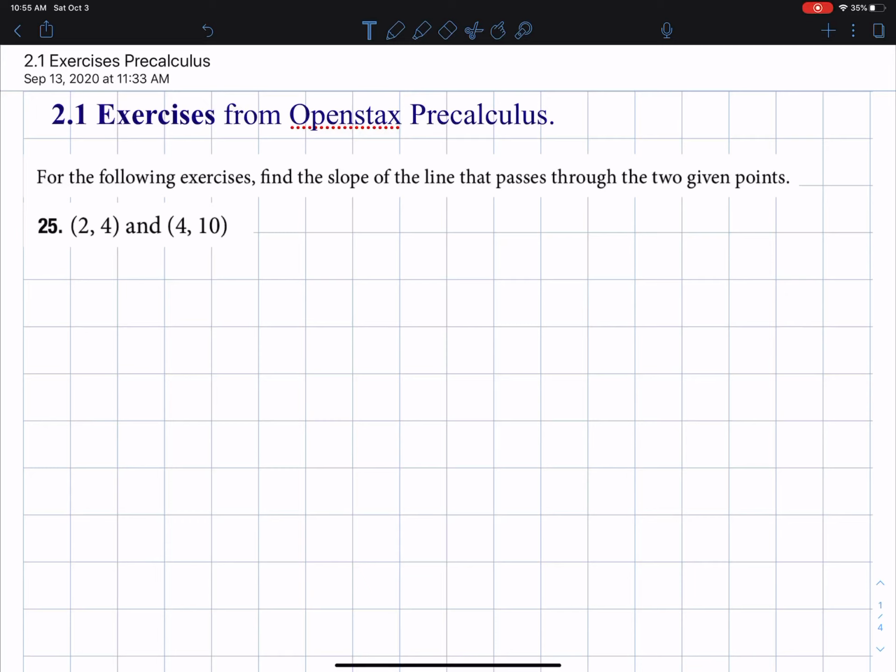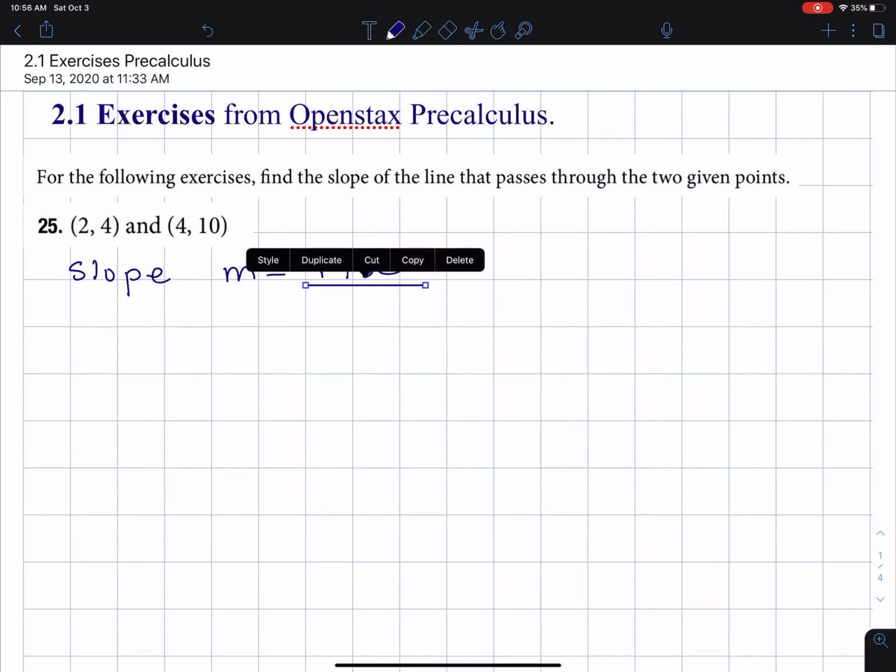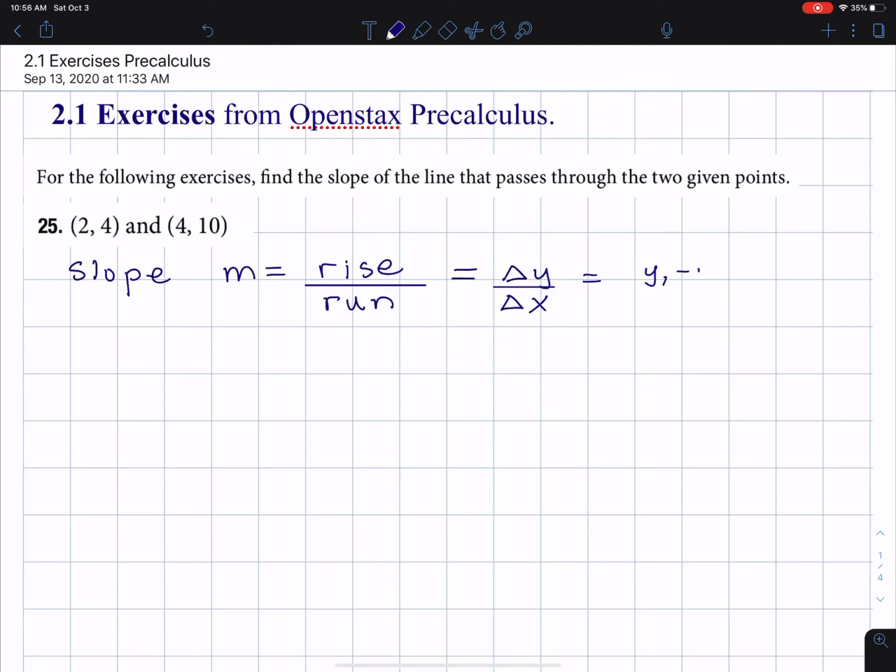Okay, here we go. We are going to find the slope of the line that passes through the two given points. And to do that, we're going to use our formula for slope, which is m equals rise divided by run. So we're going to find the rise, we're going to find the run, take the quotient of those. That could be written as delta y divided by delta x. It could also be written as y1 minus y2 divided by x1 minus x2.